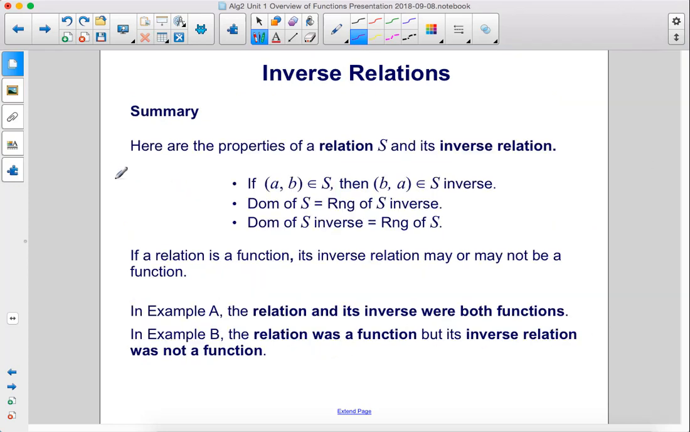Summary. Here are the properties of a relation S and its inverse relation. If (a, b) belongs to S, then (b, a) belongs to S's inverse. The domain of S equals the range of S's inverse. The domain of S inverse equals the range of S. If a relation is a function, its inverse relation may or may not be a function. In example A, the relation and its inverse were both functions. In example B, the relation was a function, but its inverse relation was not a function.